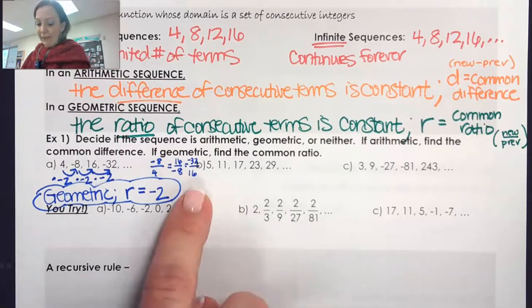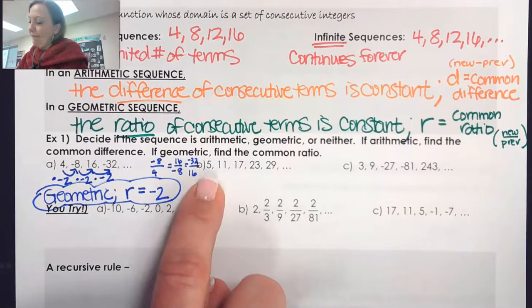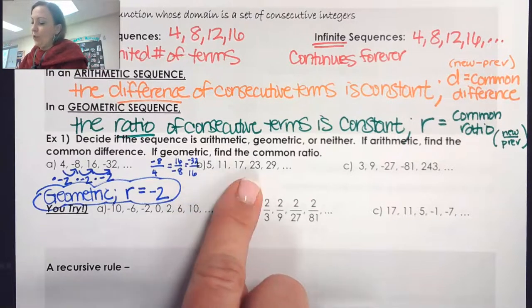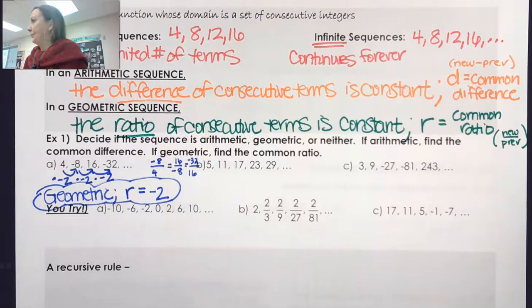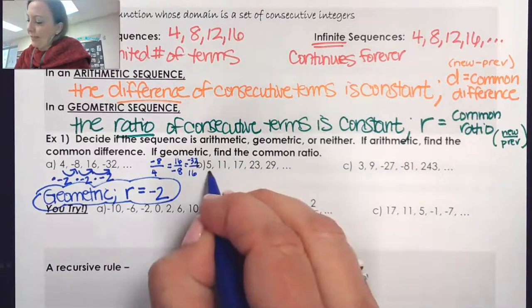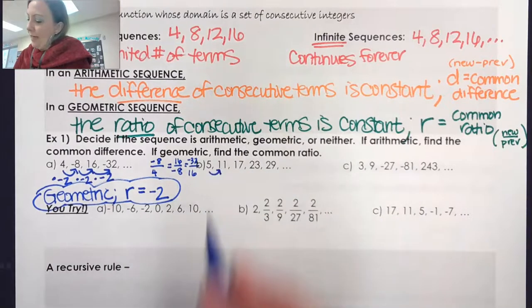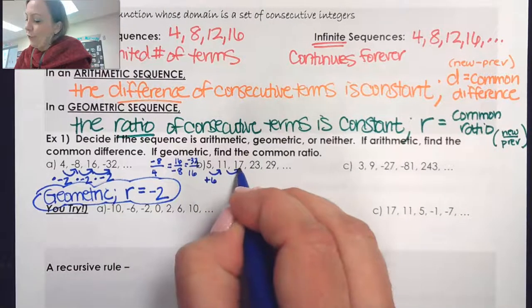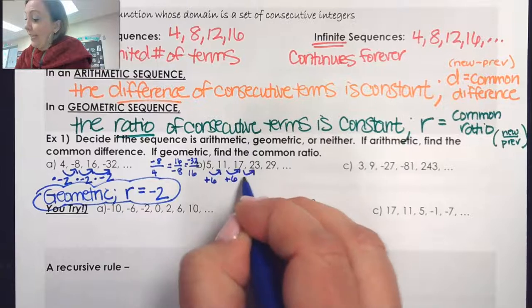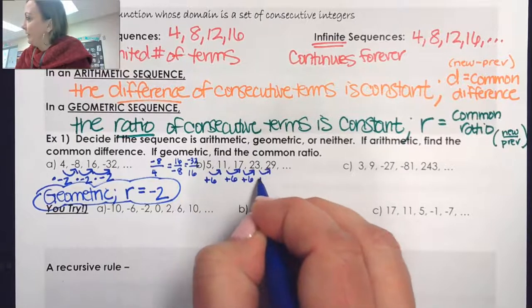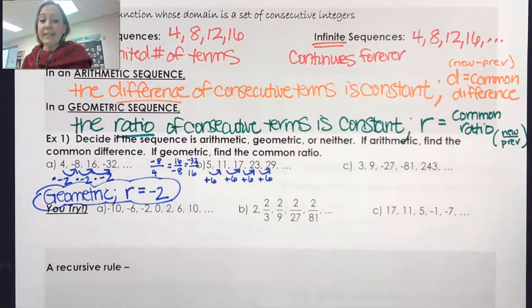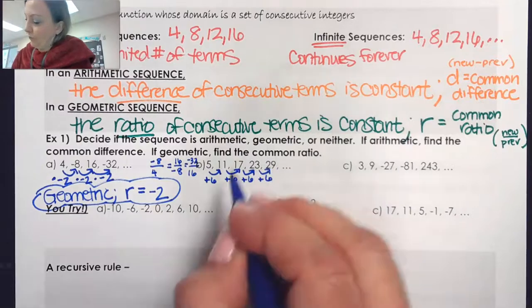Okay, what about letter B? 5, 11, 17, 23, 29. That seems to have a pattern. What's happening to get from one term to the next here? Adding 6. And is that true in every single case in this sequence? Yes. So because we're adding the same thing, what does that mean?